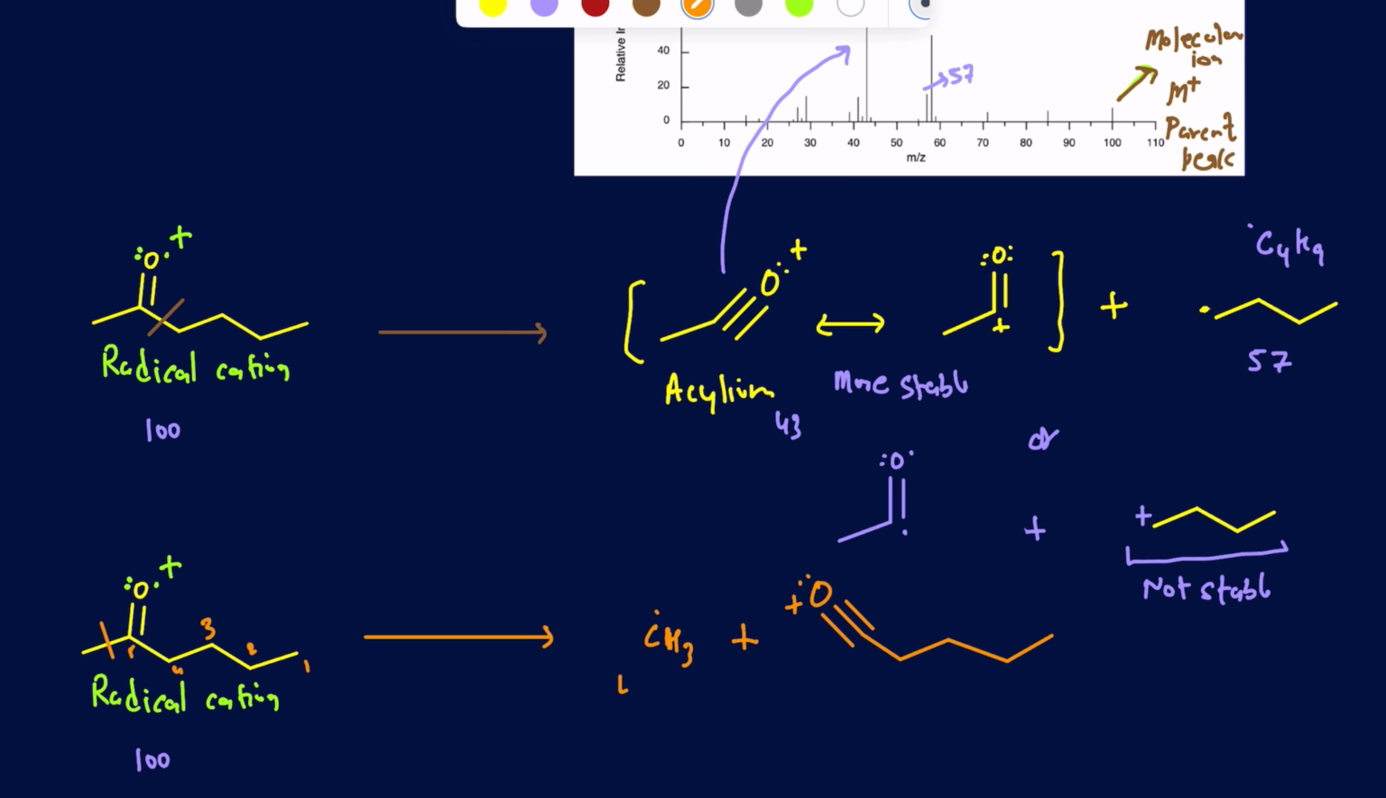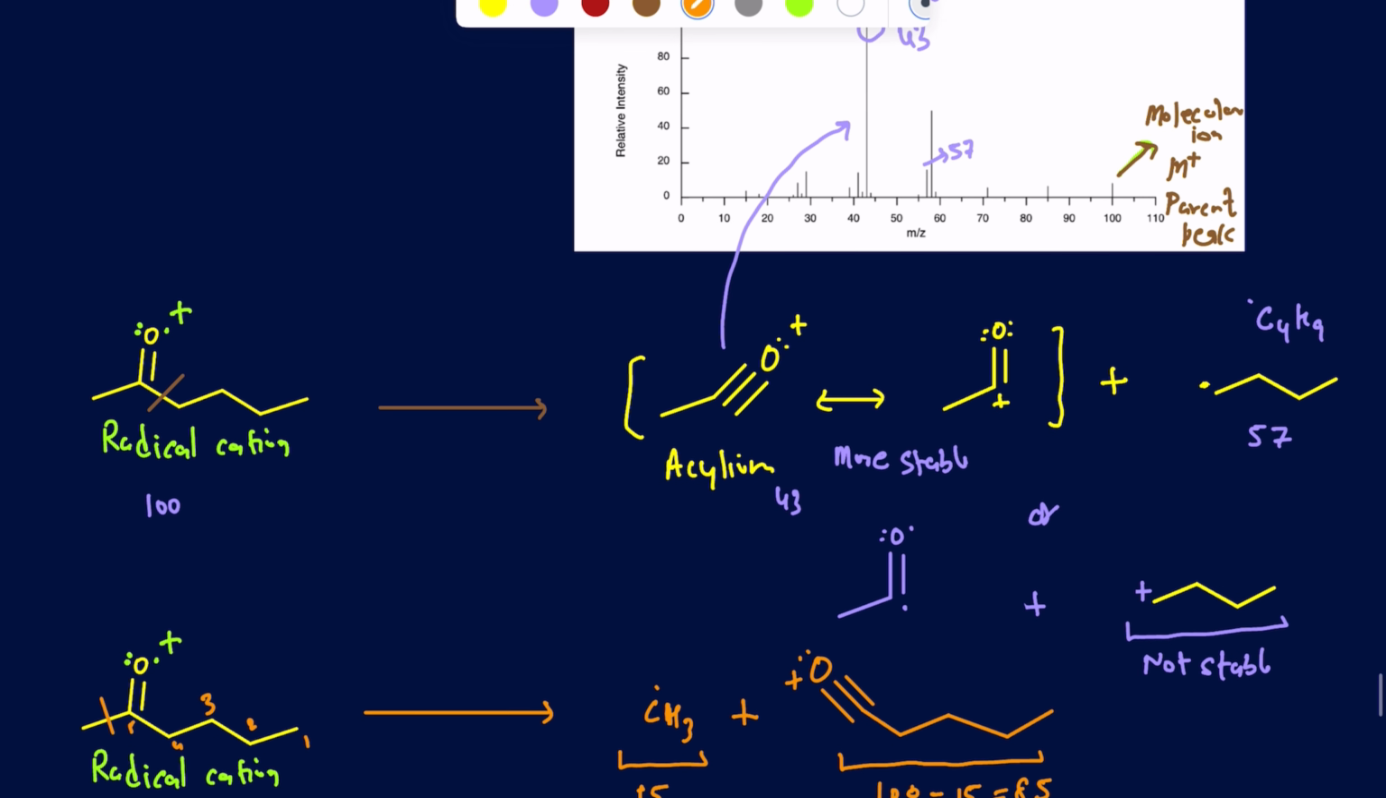So you lose the radical, you lose 15. The CH3 is going to be 15 here. So that means I should have this acylium ion showing up in the mass spec at 100 minus 15. So that should be around 85. Let's go back and see if we see anything at 85, and you do have a signal right there at 85. So that's how you really check what you're seeing in terms of the fragmentation.